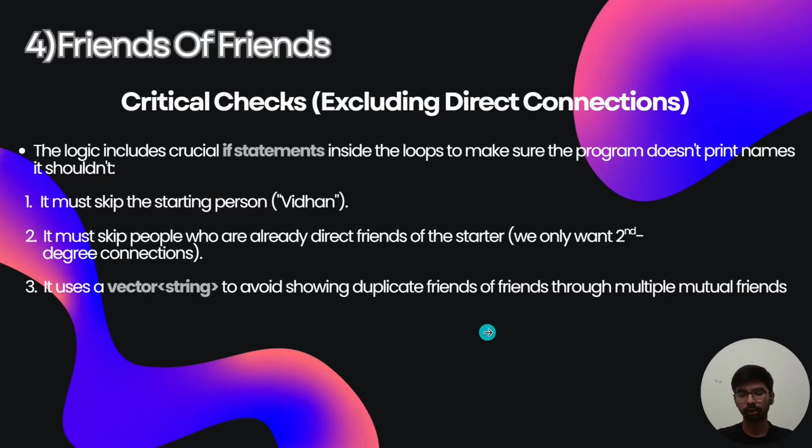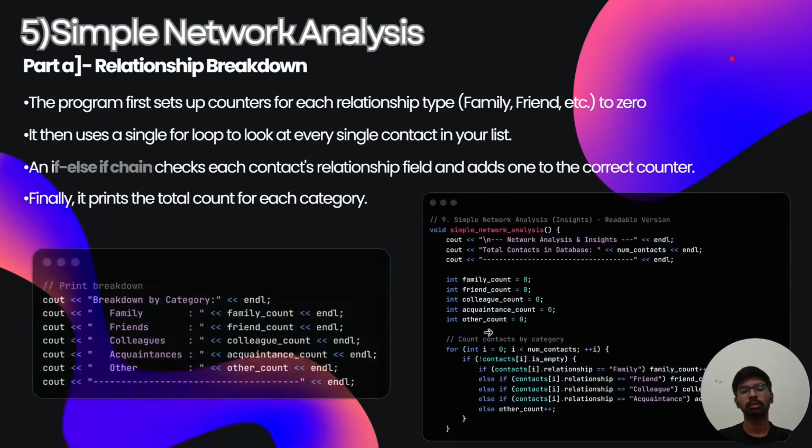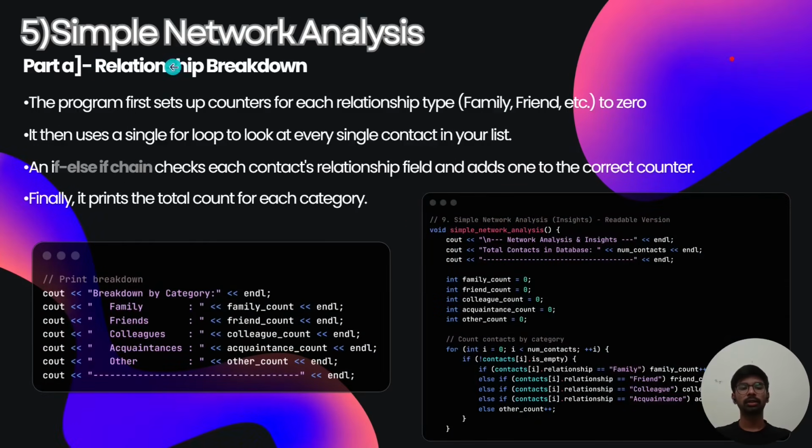Now coming back to our presentation, going to our next feature. Let's see our last smart feature, which is simple network analysis. It has two parts: relationship breakdown, and second, most connected person. The relationship breakdown basically displays the counts: family count, friends count, colleagues count, acquaintance count, and other counts. So how does the logic work?